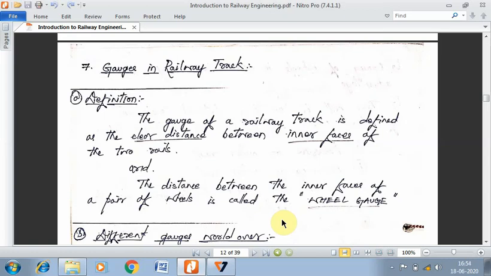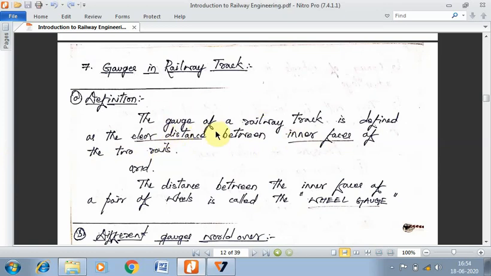In this video, I'll be discussing the gauges in railway track. Basically, you need to understand the definition of it first. The gauge of a railway track is defined as the clear distance between the inner faces of the two rails, if we are talking about a track gauge.